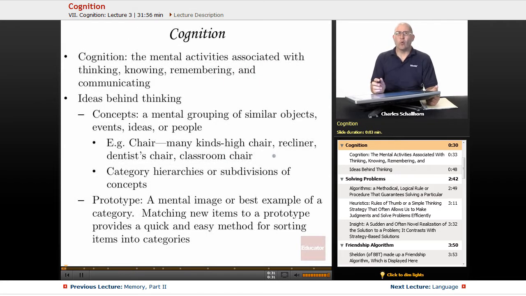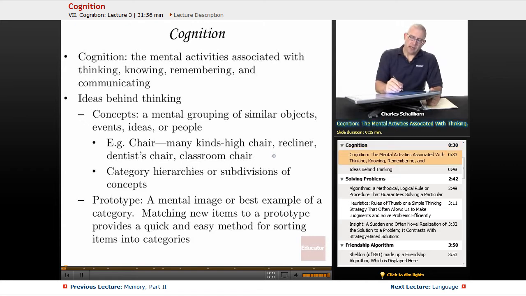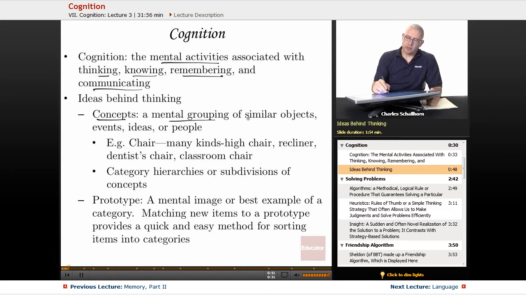So cognition. What is cognition? Cognition is the set of mental activities associated with thinking, knowing, remembering, and if you were around for the previous segments when we were doing memory, that is part of cognition, and communicating. So ideas behind cognition. Well, one is concepts, and that's a mental grouping of similar objects, events, ideas, or people.